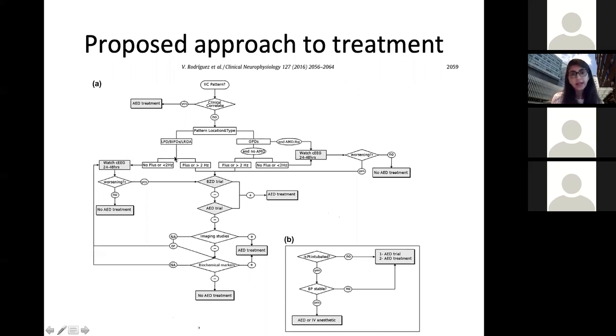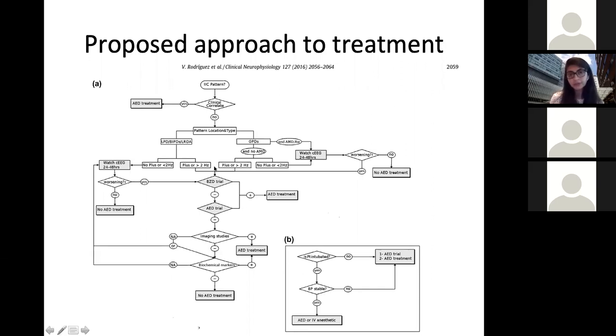If the patterns are high frequency, more than 2 hertz, high prevalence, more than 50% of the recording is occupied by these patterns, they're waxing, waning, fluctuating, then we know that those are the patterns for which we have data that they're associated with worse outcomes, with seizures, with secondary brain injury, and it's reasonable to consider a treatment trial.